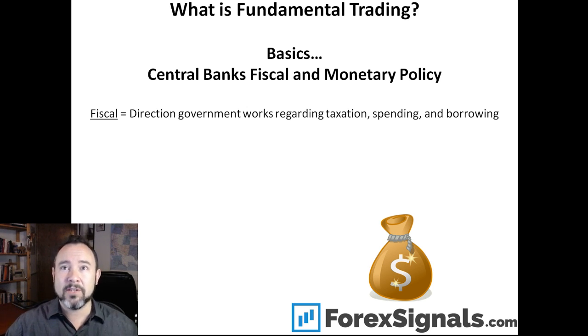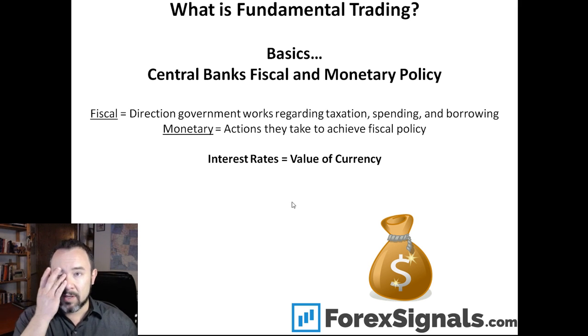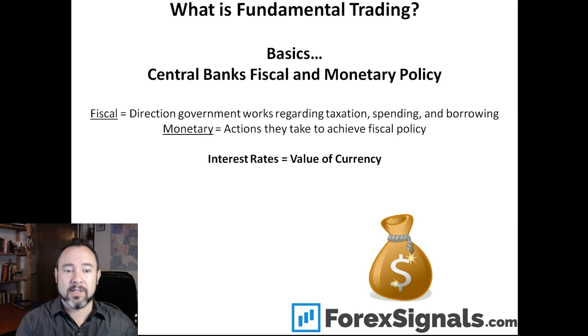Fiscal means the direction that the government works regarding taxation, spending, and borrowing. And monetary is the actions they take to achieve the fiscal policy. I'll leave this up here for a little bit. You can take a look at it a little bit more if you want. But interest rates are what determine the value of a currency. So the ultimate news for any Forex fundamental analysis, or even when you're watching your technicals, the ultimate whipsaws you see on the chart are usually due to interest rate announcements.